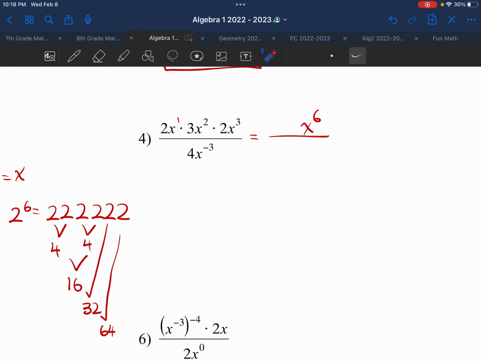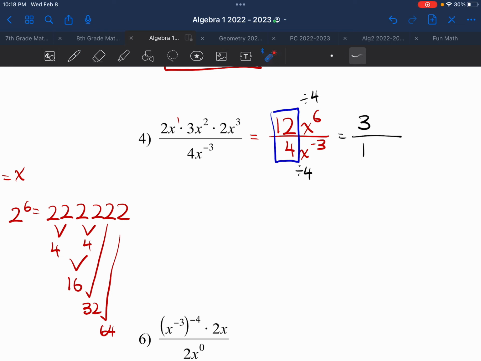And I'm going to multiply all the coefficients. 2 times 3 is 6. 6 times 2 is 12. So I'm going to have a 12 in the numerator. The denominator, I'm going to leave the same, 4x to the negative 3. I see some numbers that can be reduced for our coefficients. I can divide both the top by 4 and the bottom by 4. And that's going to leave me with a 3 over 1.